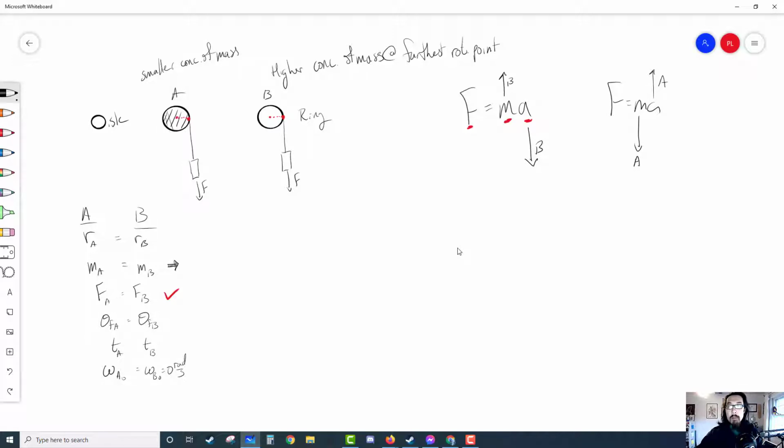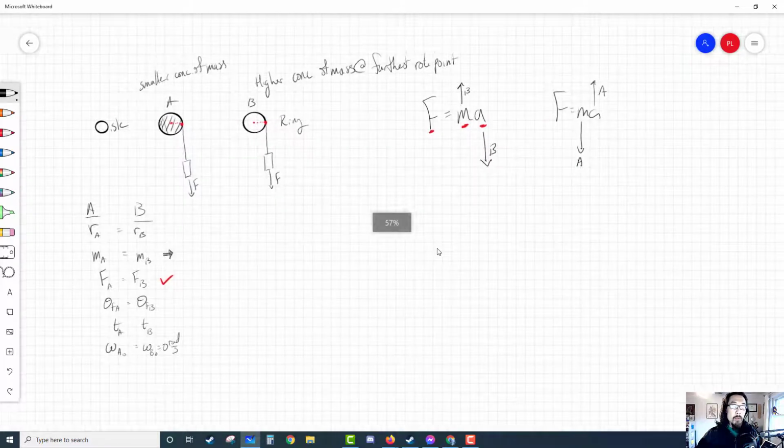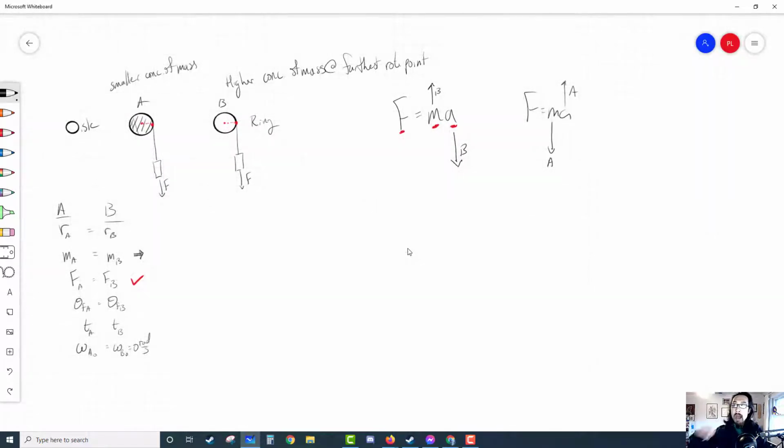Okay. Now remember, acceleration isn't how fast it's moving. It is how much the velocity is changing. So A will go from rest to moving at a greater rate. So if we take a look at question A, it says, which one will complete a full revolution the quickest?